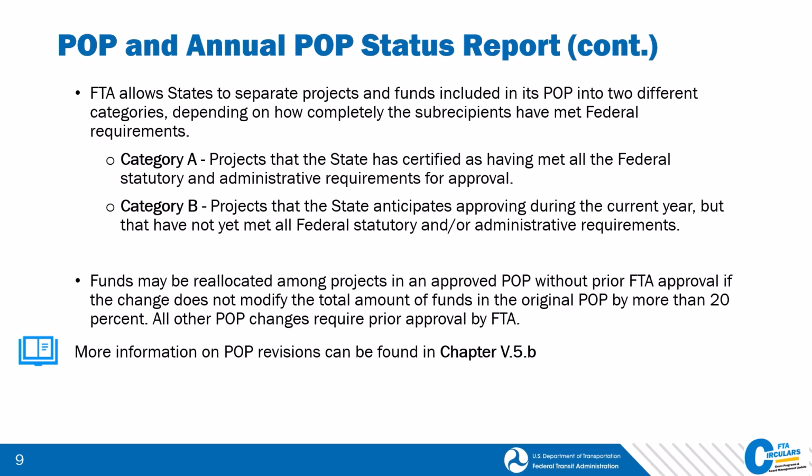Funds may be reallocated among projects in an approved POP without prior FTA approval if the change does not modify the total amount of funds in the original POP by more than 20%. All other POP changes require prior approval by FTA. More information on POP revisions can be found in Chapter 5, Part 5.b.